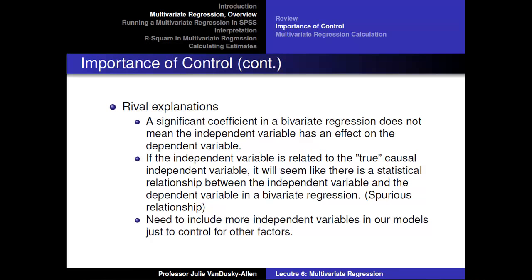It is the true causal variable that is driving the relationship, but we did not include the true causal variable in our bivariate regression. This phenomenon is known as a spurious relationship. Hence, we need to include more independent variables in our models just to make sure our results are not driven by spurious relationships.